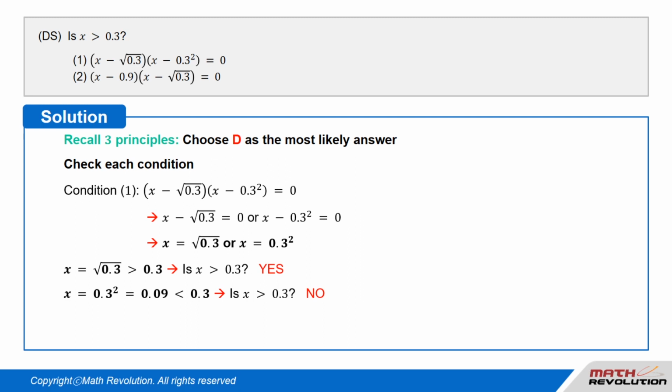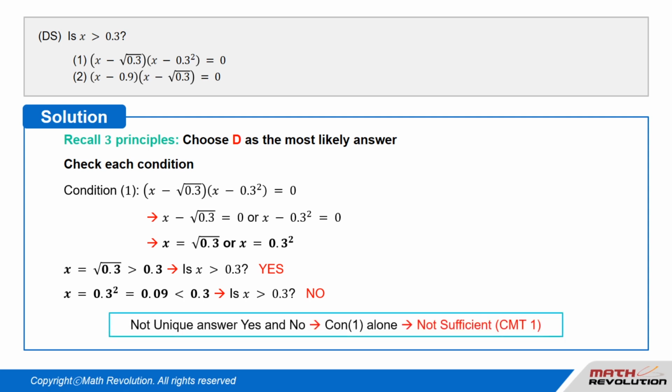x equals √0.3, which is greater than 0.3, and the answer to the question is x greater than 0.3 is yes, or x equals 0.3², which equals 0.09, which is less than 0.3, and the answer to the question is x greater than 0.3 is no. Thus, we can have both yes and no as the answer. Thus, it is not sufficient by CMT1, which states that you get both yes and no as the answer. It is not sufficient.